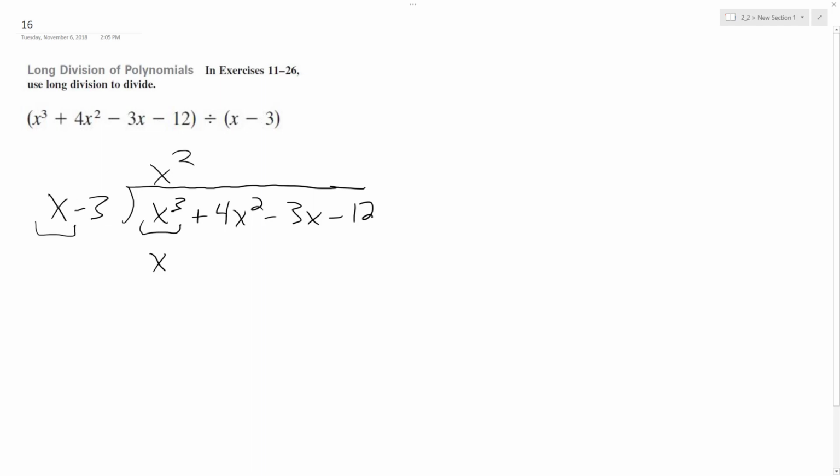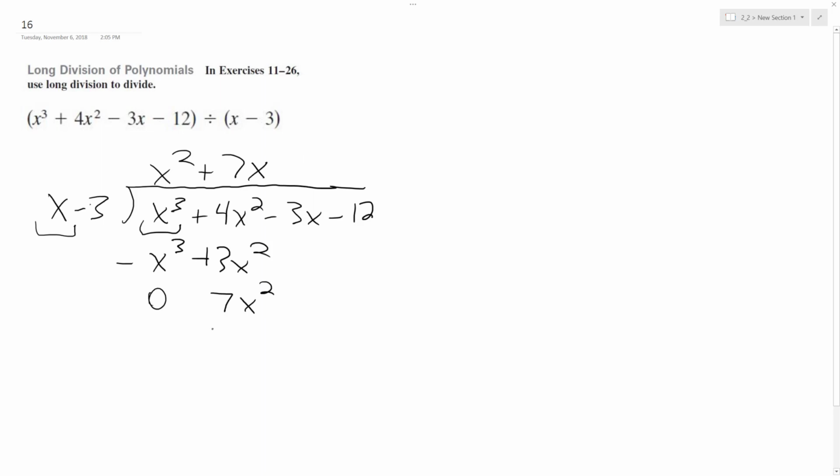So x squared times x is x cubed, and then multiply it times the negative 3, I get minus 3x squared. And then switch the signs, so this goes to 0, this becomes 7x squared. How many times does x go into 7x squared? It goes into it plus 7x times.